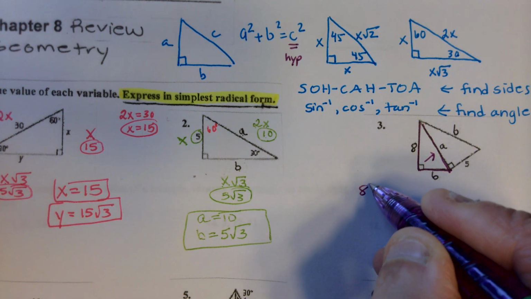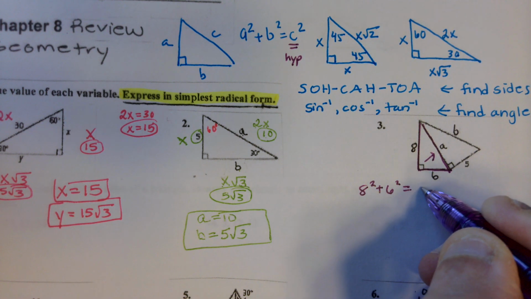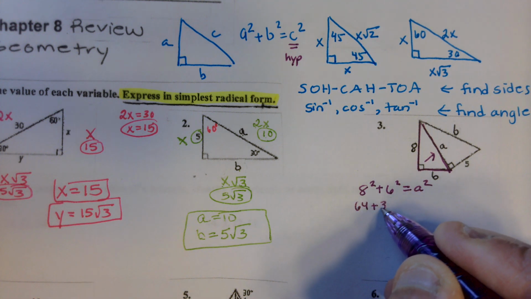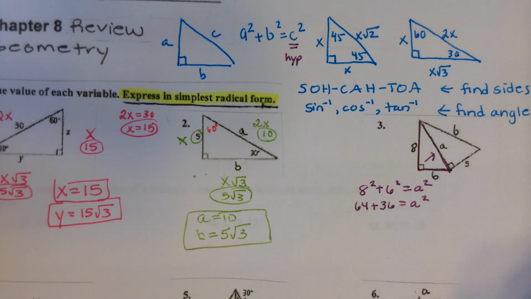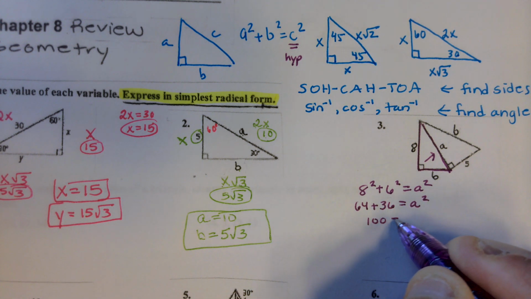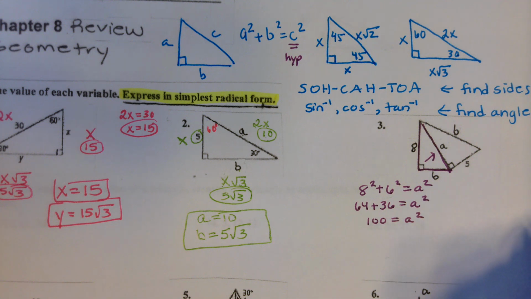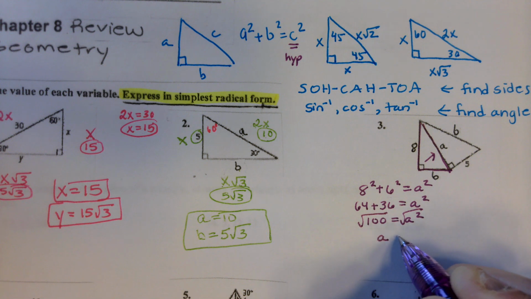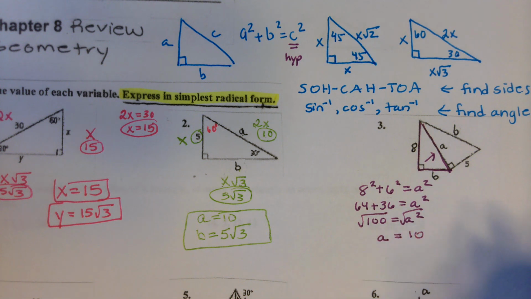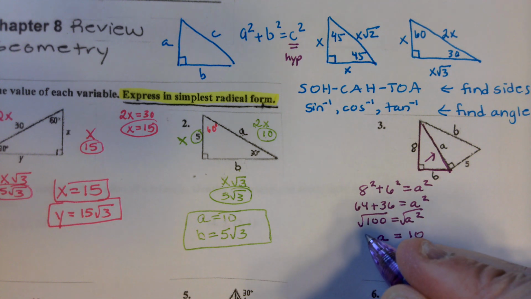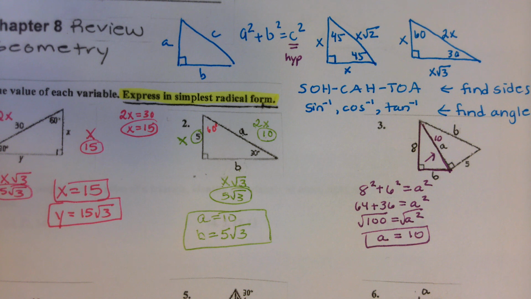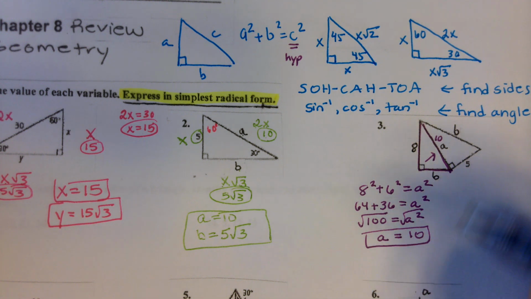So I'm going to have 8 squared plus 6 squared equals A squared. Remember, you square them first. 64 plus 36 equals A squared. Then add them. 100 equals A squared. And then square root it both sides. And I'm going to rewrite it with the A over here. Square root of 100 is 10. So we found one of the sides now. And this is 10. So I'm going to go up here and write that in. Well, look what we have now. Now we have this triangle.